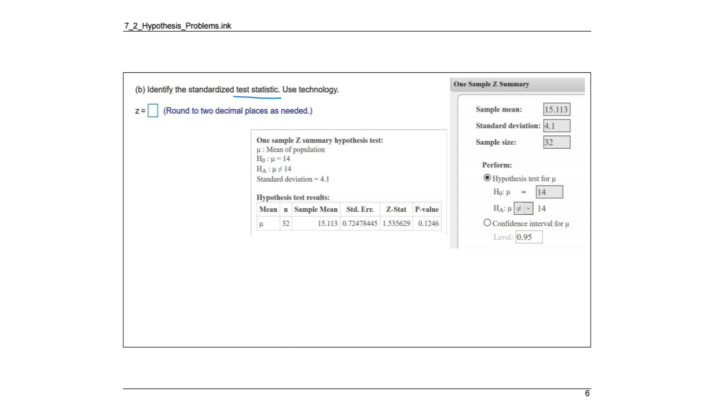So next they wanted the test statistic. That means that I have to use Z-stat. Well, at least for 7.2, I have to use Z-stat. I put in all the information I knew. I found the sample mean with summary stats. They gave me the population standard deviation. They gave me the sample size. I put my hypothesis in here. I hit compute, and my test statistic is going to be right here.